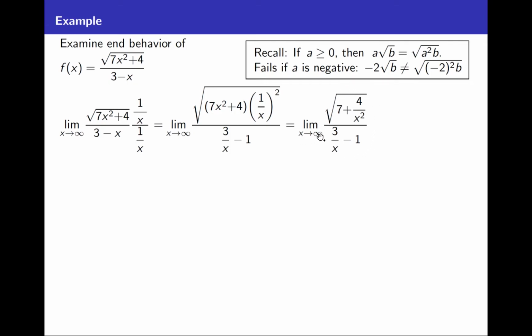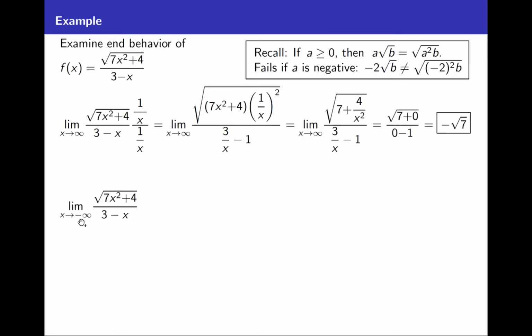And as x goes to infinity, the 4 over x squared and the 3 over x turn into 0. So you get the square root of 7 plus 0 divided by 0 minus 1. And that's minus the square root of 7. So we've successfully evaluated this limit at infinity.